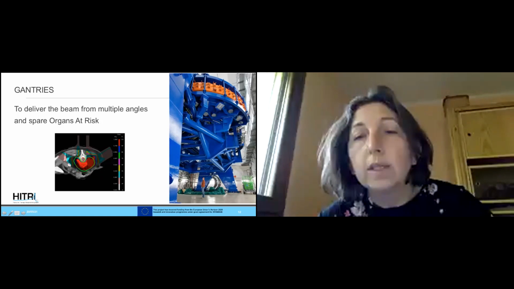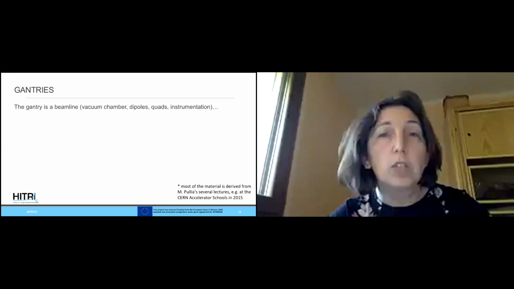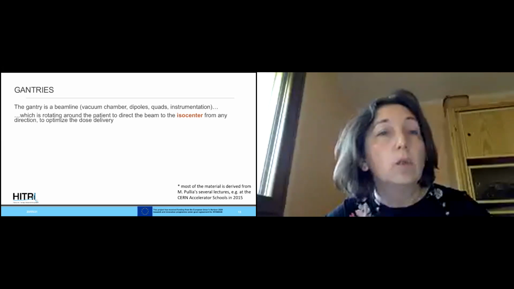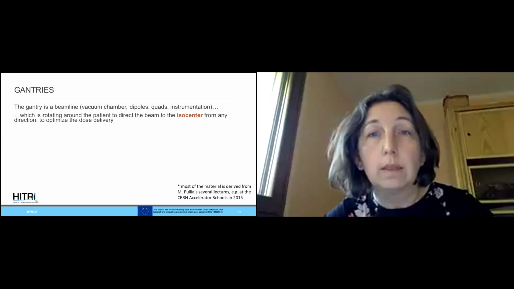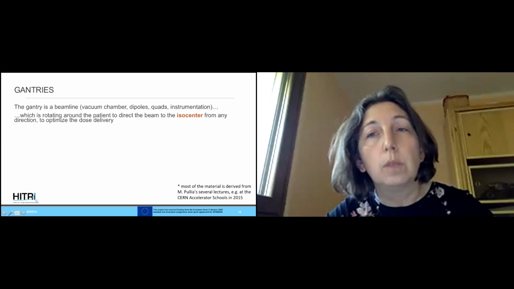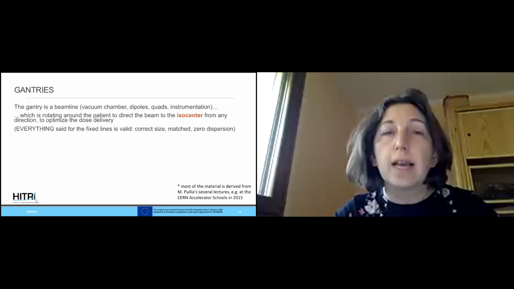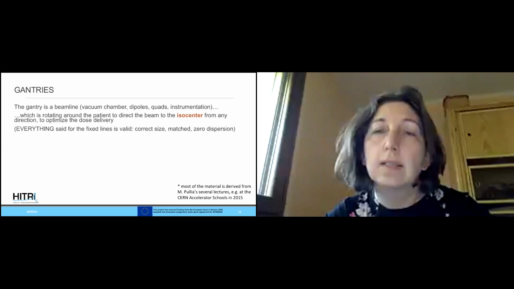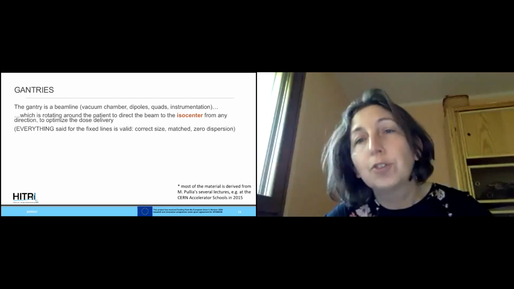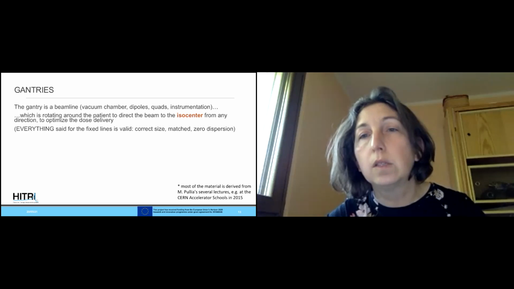However, what is a gantry? Well, a gantry is simply a beamline, nothing more. It has a vacuum chamber, it has dipoles, quadrupoles, instrumentation, but it is rotating. And that's why there is such a huge structure that goes with it. It has to rotate in order to direct the beam to the isocenter, so to the patient, from any direction. But everything that we said for the fixed line is still valid. We need to arrive there with the correct size, the matched ellipse, zero dispersion. The only complication is that this set of dipoles and quadrupoles is rotating.